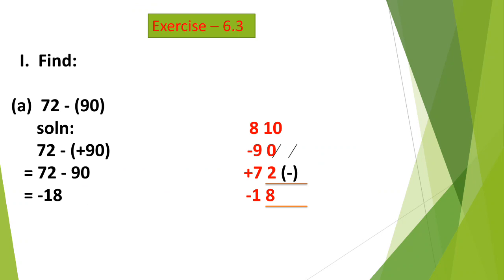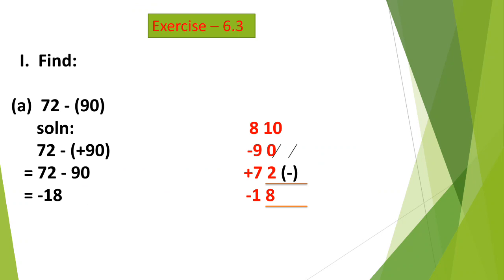In 90, ones place 0, we cannot subtract 2 from 0. So we are borrowing. From 9, we are borrowing. 9 becomes 8, 0 becomes 10. Now, 10 minus 2, 8. 8 minus 7, 1. Listen, we are having 72 positive number, 90 negative number.